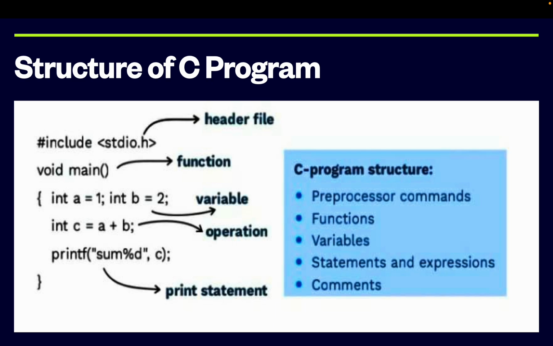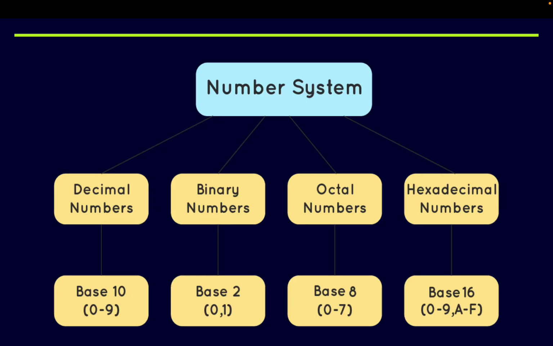Then we have a header file, then we have a main function. After that we have curly braces which show the starting of the program. Then we are going to declare and initialize the variables. Then we will perform the operation, and after the operation we are going to simply display our output through the printf function.